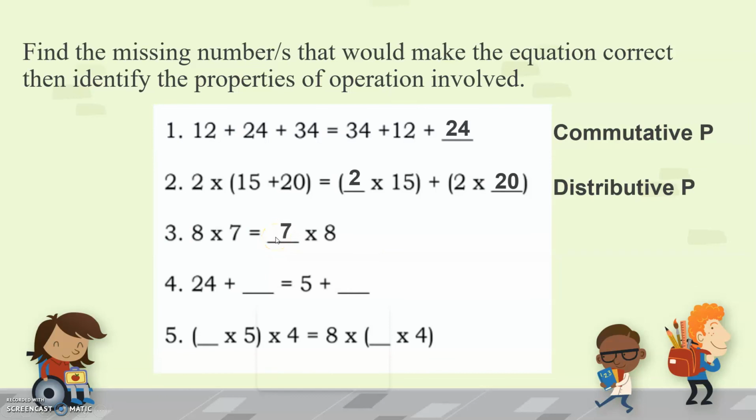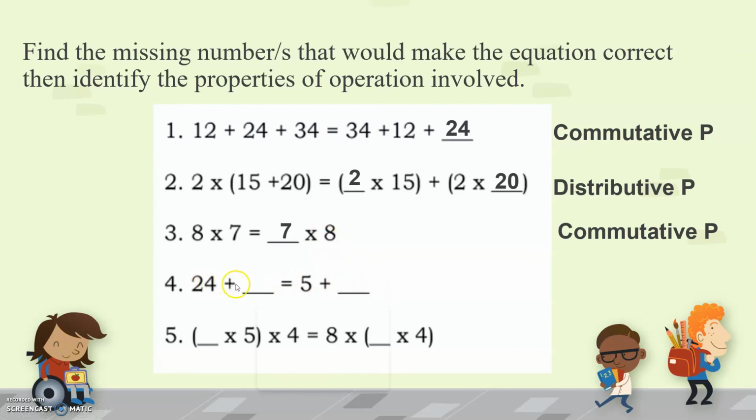Number 7. And the property used is commutative property of multiplication. So, dito kanina of addition, kasi addition yan. Dito sa number 3 of multiplication, kasi nag-multiply. And commutative siya kasi hindi naman siya ginroup. Hindi siya kinamitan ng ganyan. Binaliktad lang yung number. Next, number 4.